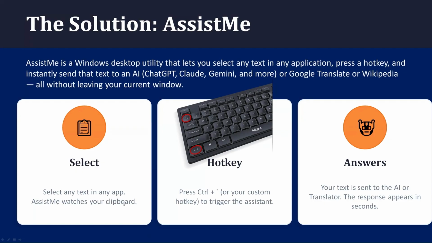Select any text in any app. AssistMe watches your clipboard. Press the hotkey Control plus backtick, or your custom hotkey, to trigger the assistant. Your text is sent to the AI or translator. The response appears in seconds.